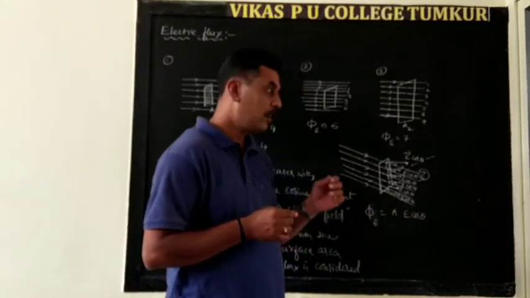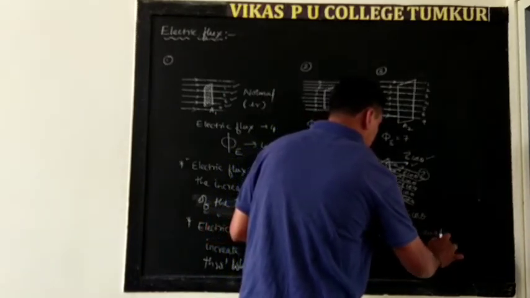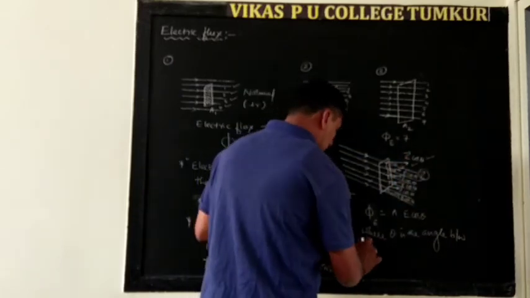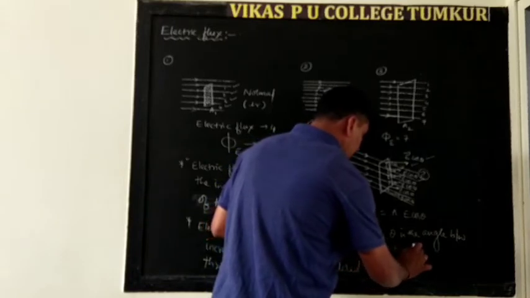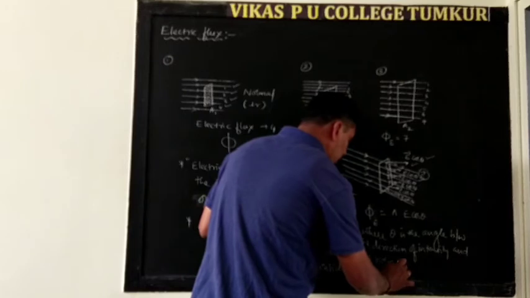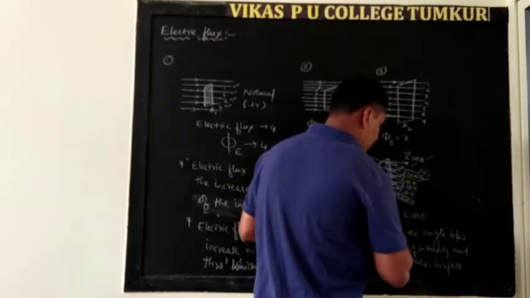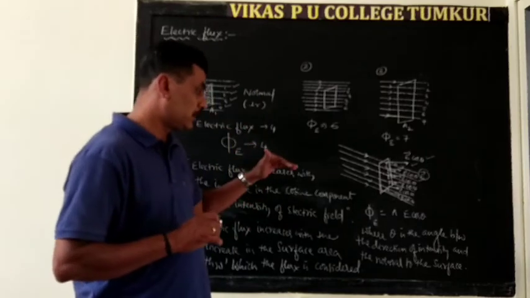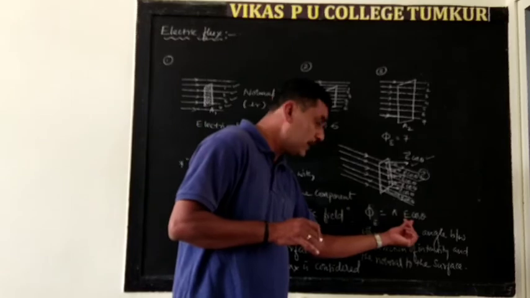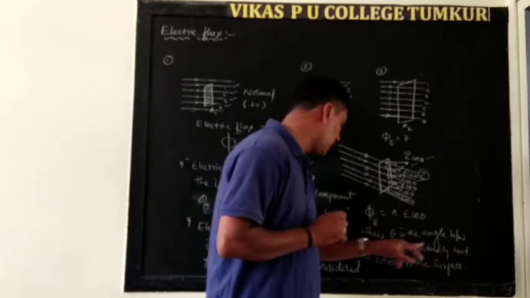What is theta here? Theta is the angle between the direction of intensity and the normal to the surface. So it is very clear that electric flux is A E cos theta, where A is the area of the surface through which the flux is considered, E is the intensity at the given point on the area, and theta is the angle between the direction of intensity and the normal to the surface.